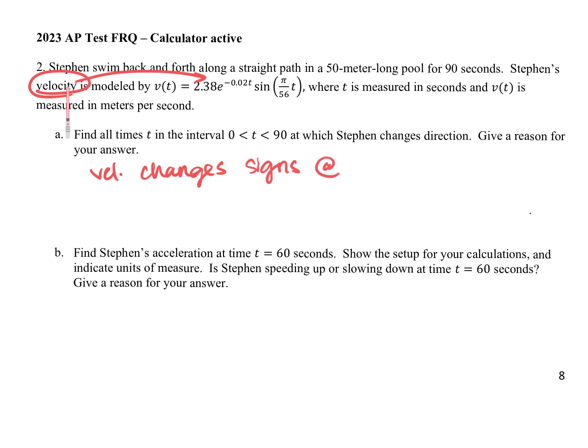Do we need the derivative if you're saying my velocity is changing signs? Or do we need the derivative of what they gave us, or do we use just what they gave us? What they gave us. Let's go to our graph so that we can see that graph. 2.38 e to the negative 0.02 t sine, don't forget about that, of pi over 56 times t.